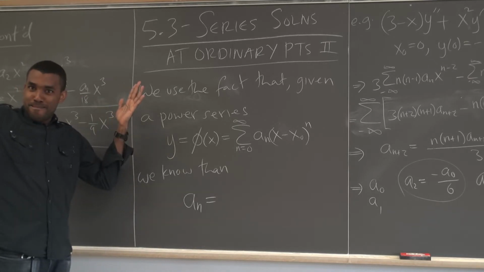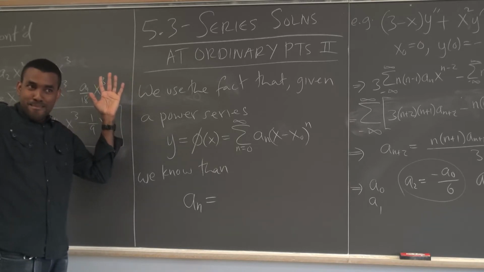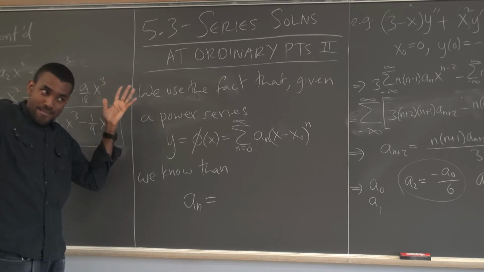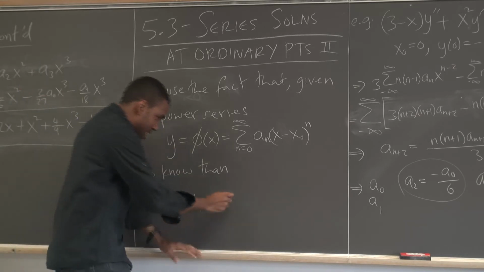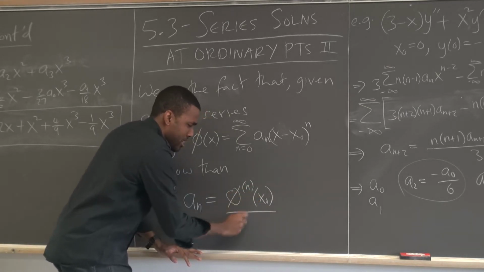Say it. a_n equals the nth derivative of f at x naught, over n factorial.